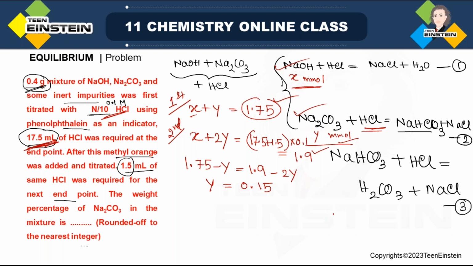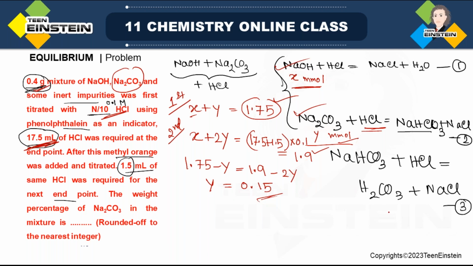Now the next steps are very easy. You just have to calculate the molar mass of Na2CO3, adding the atomic masses of sodium, carbon and oxygen. Once you know the molar mass, you already know the millimoles. So millimoles multiplied by molar mass gives you the amount of Na2CO3, and then you can easily calculate the percentage out of 0.4 g. So that we will do.